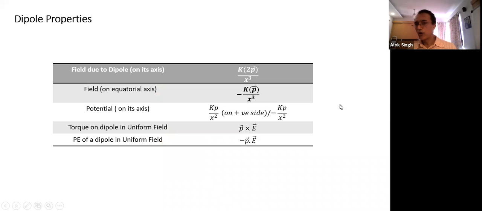So this completes all the points related to dipole, and this table should be in your permanent memory bank. What are the 5 points related to dipole? First point: field due to dipole on its axis. What is the field on the axis of dipole? K times 2 P bar divided by x cube. Field on the equatorial axis is minus K P bar by y cube, where y is the distance.